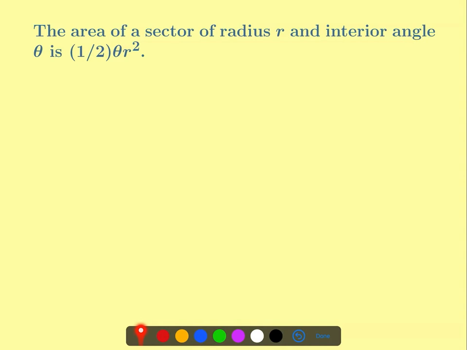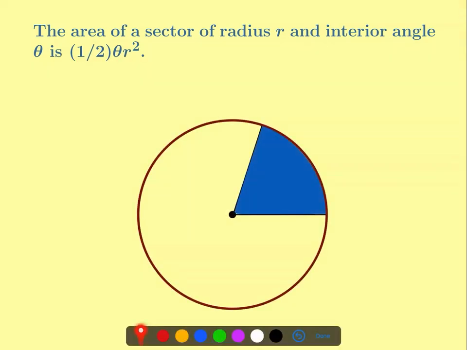So first, I need to remind you that the area of a sector of radius r and interior angle theta is 1/2 theta r squared. So here's a picture. We have an angle of theta here, the radius is r, and I'm saying the area of this is 1/2 theta r squared. Now notice when theta is 2 pi, that means you get the whole circle. This is just going to be 1/2 times 2 pi, so pi r squared. So if you remember the area of a circle is pi r squared, it's just because when I put in 2 pi here, I'm getting a pi r squared.